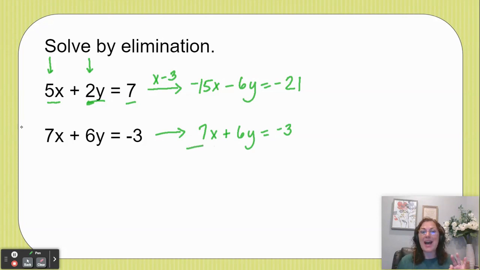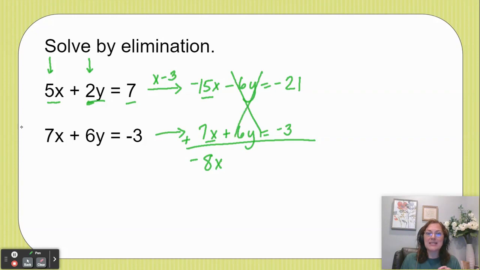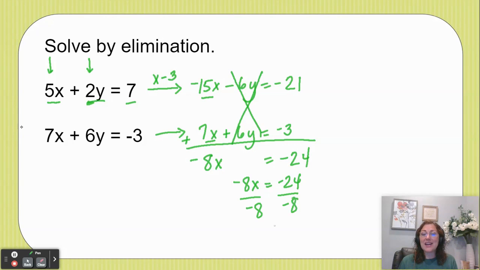Let me show you how. We're going to add these two equations together. So negative 15x plus 7x gives me negative 8x. Minus 6y plus 6y goes away because that's going to give me 0. And that's going to equal negative 21 minus 3 gives me negative 24. And now my second variable is gone. I can solve this equation. It's super simple. Negative 8x equals negative 24. I'm going to divide both sides by negative 8. And I get that x is 3. By eliminating that one variable, then I could solve for the other one.